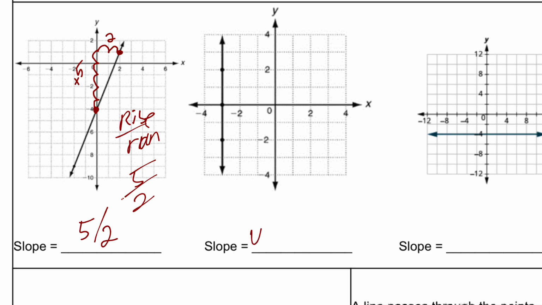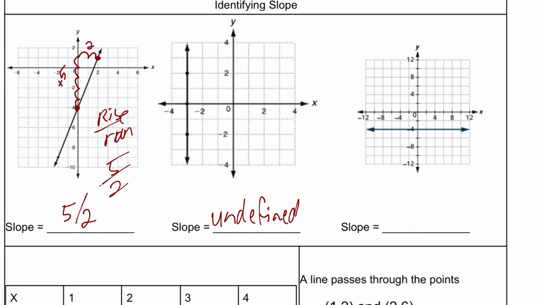For a vertical line, the slope is undefined because you can't divide by 0. For a horizontal line, the slope is 0. It never goes up or down.